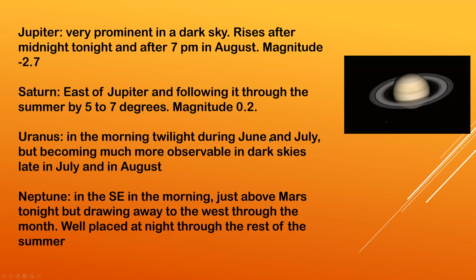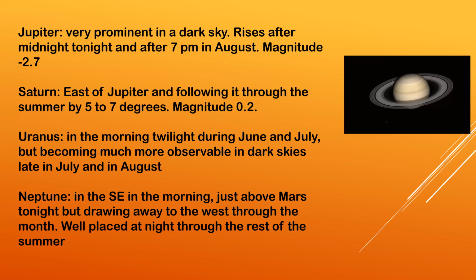Jupiter, easy to find, bright thing rises after midnight, but as we get later and later on in the summer, it's going to rise finally at a decent hour in the evening in August. Saturn, not very far behind it, will do the same. And so we'll have those two for evening observing in late summer.